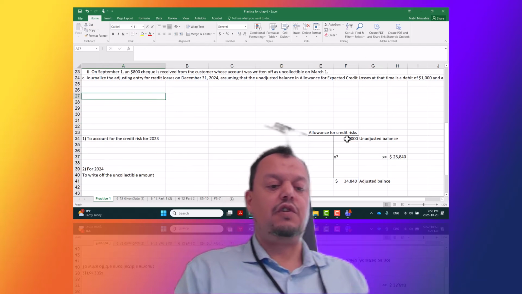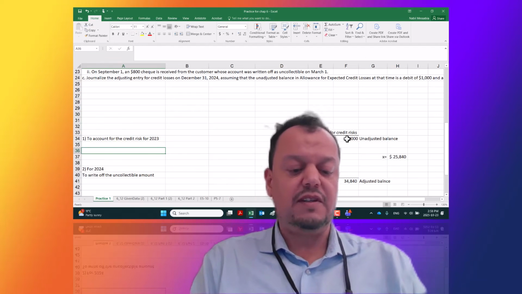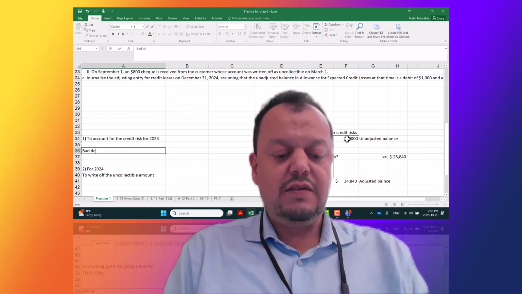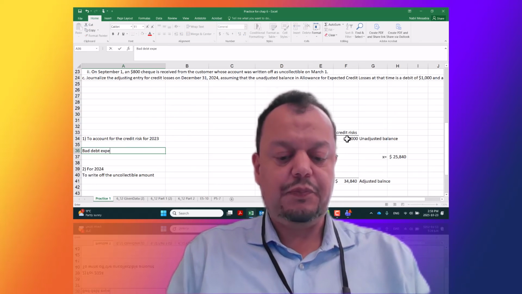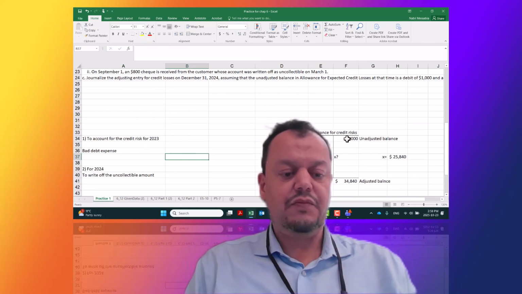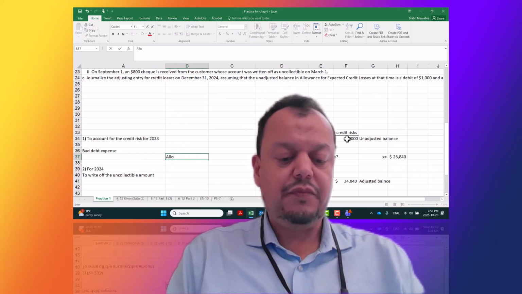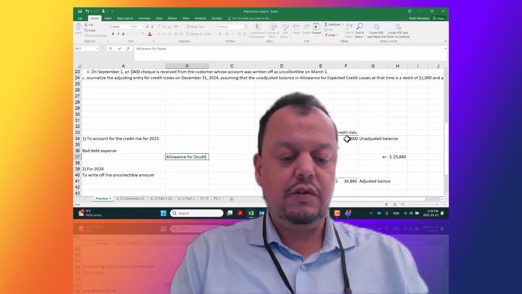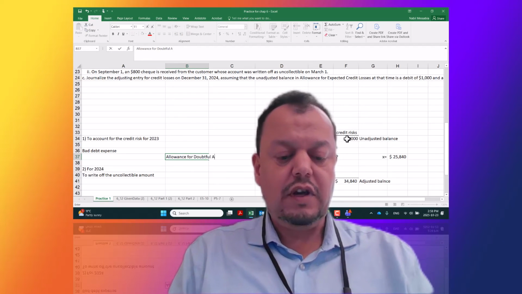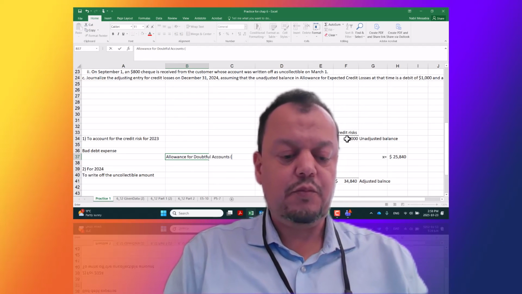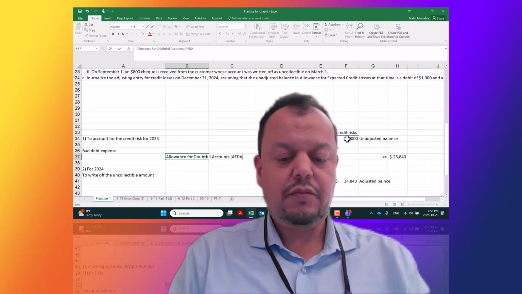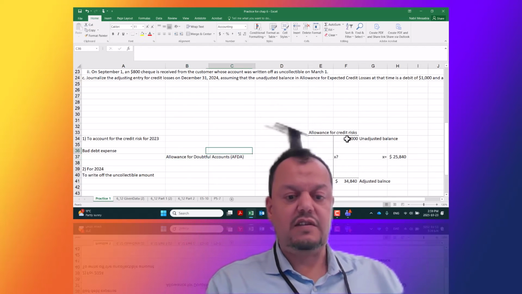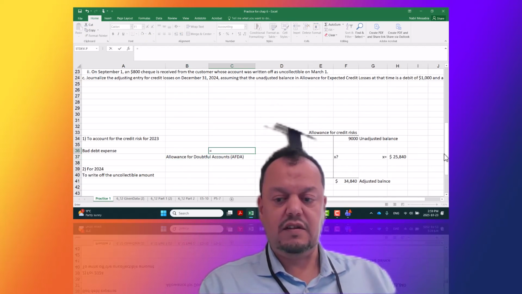So to account for the credit risk for 2023, debit bad debt expense and credit allowance for doubtful accounts for that amount. We have just the X amount.